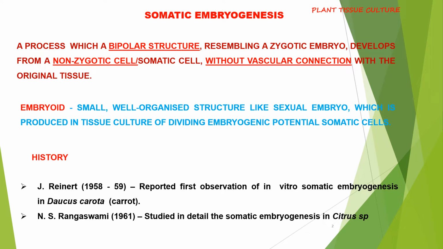Another term that we come across is embryoids. Embryoids are small, well-organized structures similar to sexual embryos which are produced by means of tissue culture. They are capable of giving rise to the whole organism. They have the plumule and the radicle.